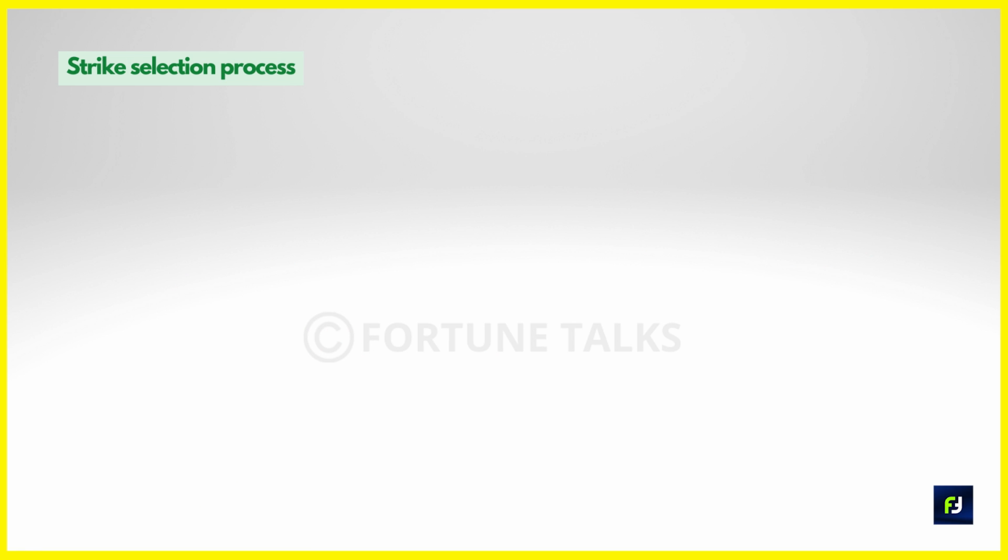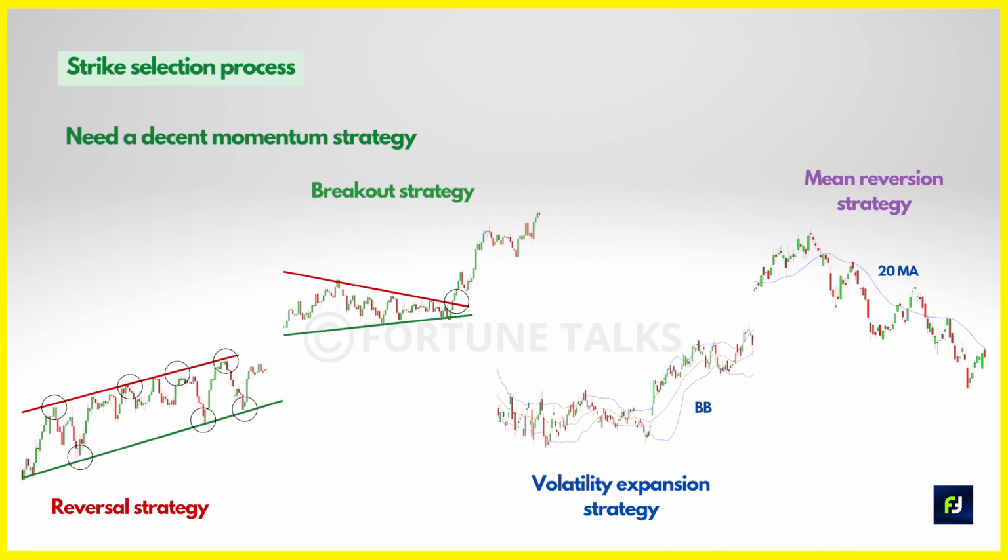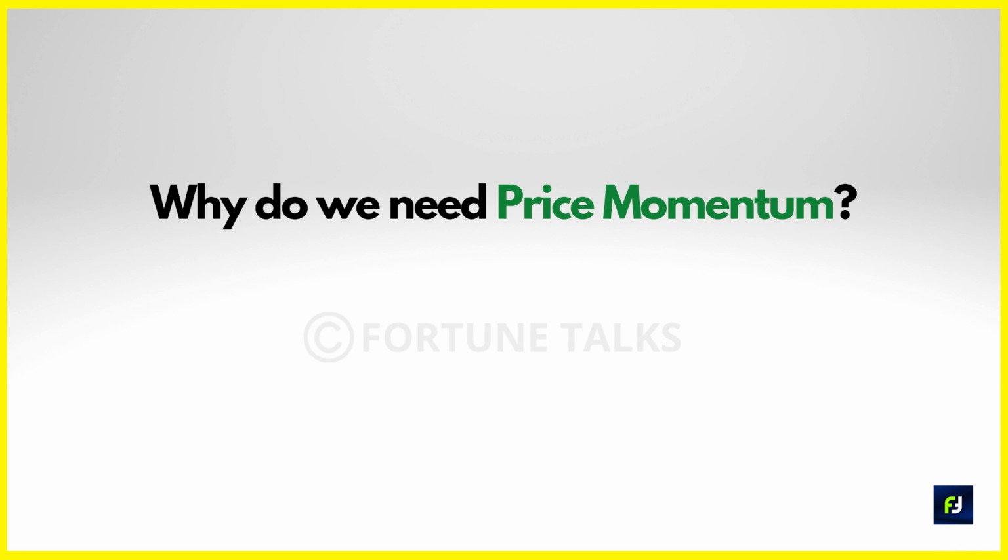Now, let's look into the strike selection process if you are into option buying. I'm hoping that you have a decent enough strategy, be it any reversal strategy or breakout strategy or volatility contraction and expansion strategy or mean reversion strategy, or any other strategy where you expect the prices to move strongly or with momentum in your desired direction. Now you can ask me, why do you want prices to move with strong momentum?